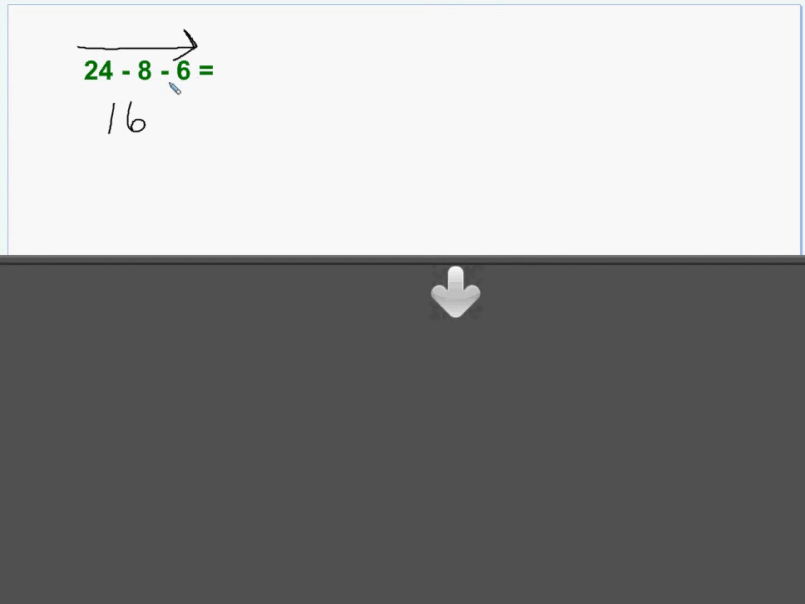And what's left over here? We have a minus 6 left over. So 16 minus 6 is, yeah, that's 10. Okay, it's very important that you go from left to right. Alright, let's do another example.